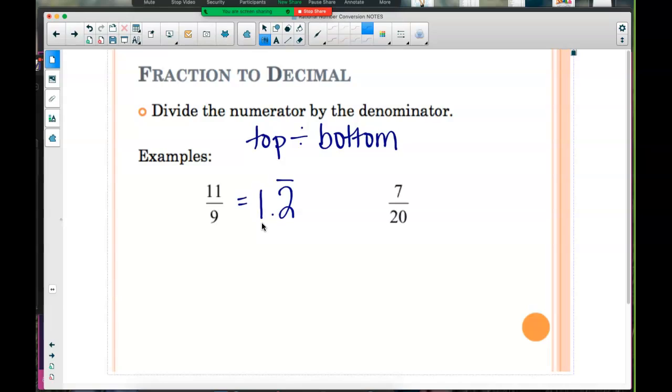Okay, so 7 divided by 20. 7 divided by 20. You should get 0.35. Did your calculator give you that? Okay, that's the easy way to do it. You're just going to use a calculator to help you with that. Questions there? Okay, you're just doing the top number divided by the bottom number.